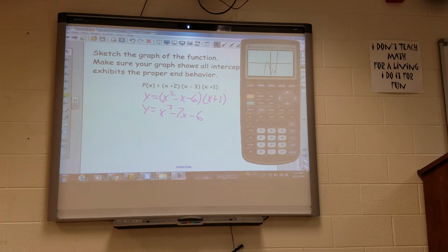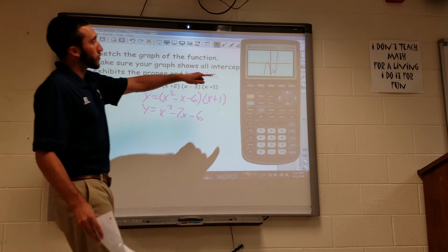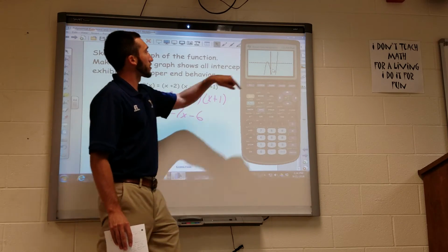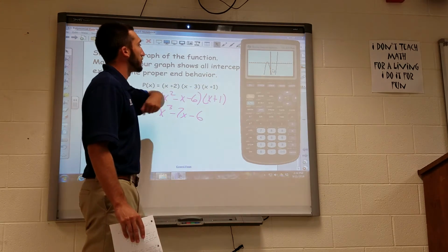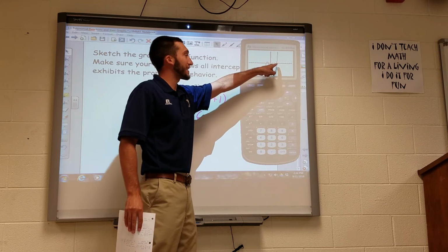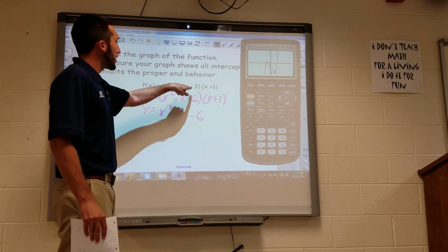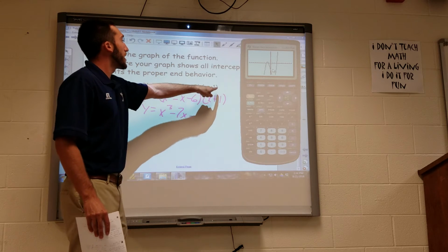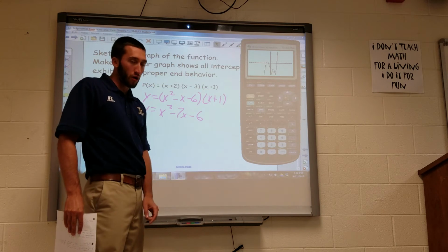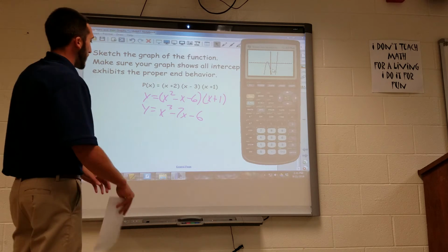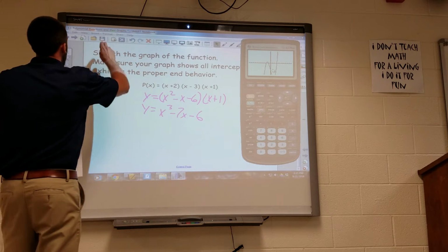We get a graph that looks like that, where it crosses the x-axis at -2, it crosses the x-axis at -1, and then it crosses the x-axis at 3, because -2 makes this 0, 3 makes this 0, -1 makes that 0. That's why they call them the zeros or the roots. So, a basic sketch of this graph.